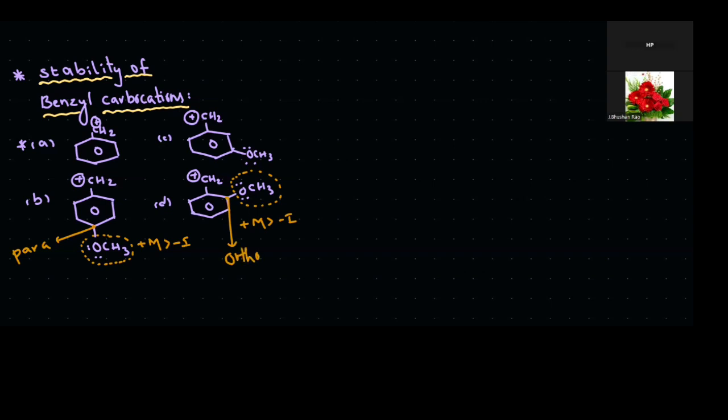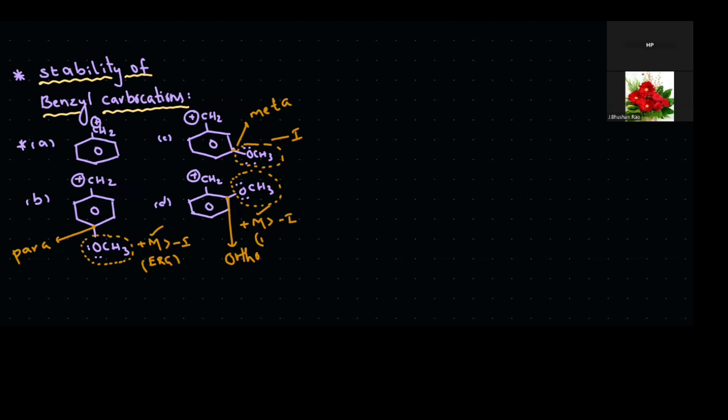Now coming to this case, this position is meta. If any group is present at the meta position, there is no resonance, no mesomeric effect. Here this group acts only as a minus I group. So these are the conditions. Which group increases the carbocation stability? The electron releasing group always increases the stability of the carbocation. Plus M group is nothing but an electron releasing group. Here also this one is an electron releasing group, and this one also.